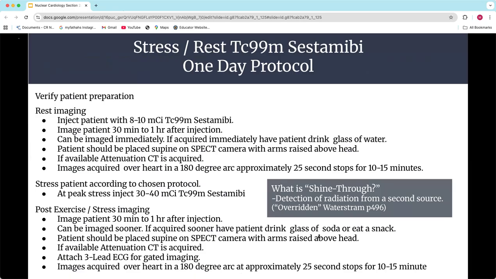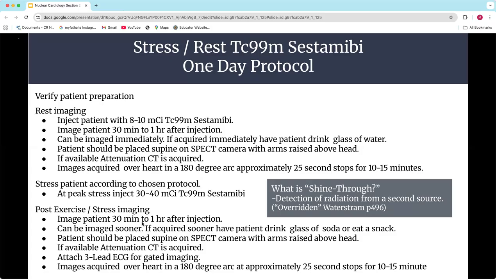Okay. And then this is the one that most of you are probably using today. This is a stress rest protocol, and it's all done in 1 day. The imaging is the same on both, and it's the imaging we've already covered, so I'm not going to repeat these slides again. But the important difference is that for a resting scan, we're going to start out with 8 to 10 millicuries. And you'll notice that's about a third of what the full dose is for stress. Okay, so you have a low dose and a high dose that you're using.